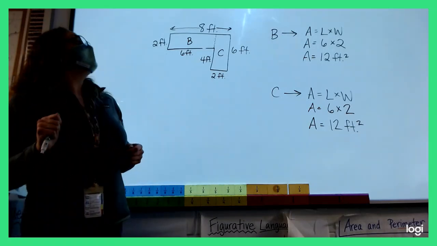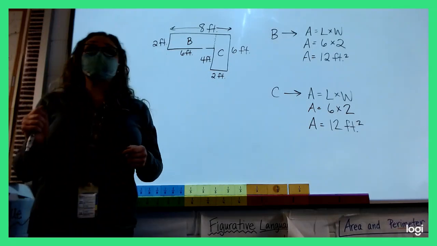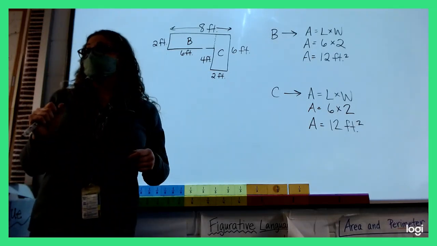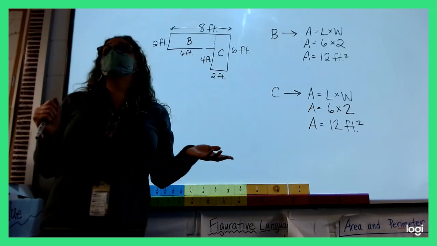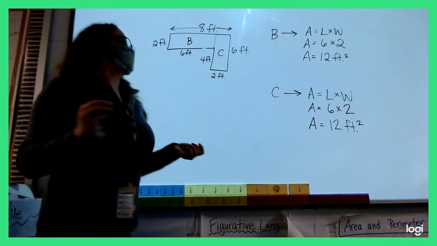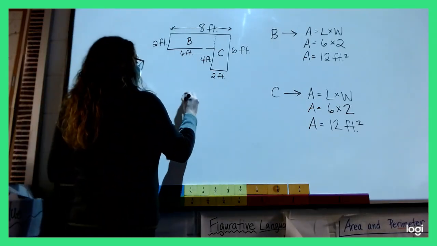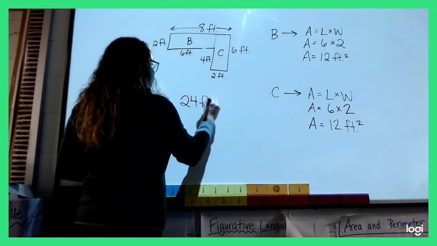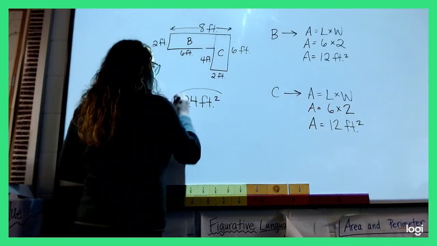Add 12 and 12. We have to add the 12 and the 12, which I don't even think we need to add and stack them, okay? 12 plus 12, or 12 times 2, is what? Liam? 24. So our complete area of that entire shape is 24 feet squared.